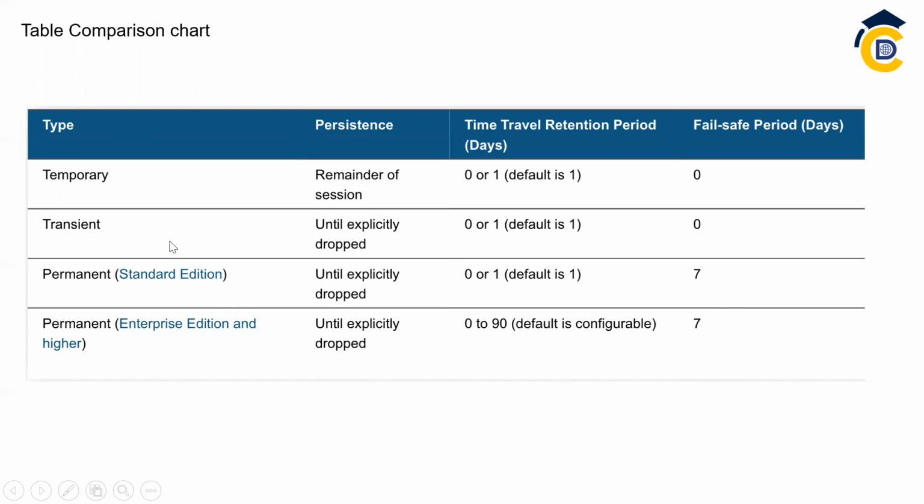For temporary and transient tables, you have a maximum of one day, irrespective of the edition, whether it is Enterprise, Business, whatever it is. You get just one day of time travel retention for temporary and transient, and there's zero failsafe. So for the dimension and fact tables you were talking about, you can design accordingly using these Snowflake table properties and features. It's up to you how you want to design. Yeah, it is up to the business case.